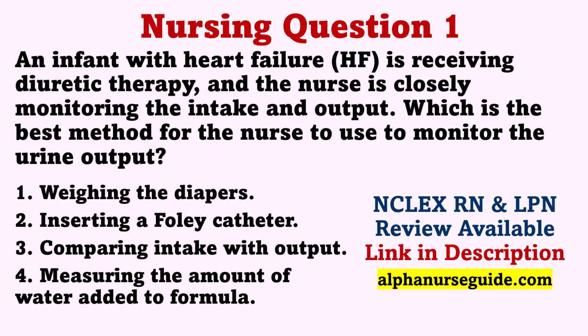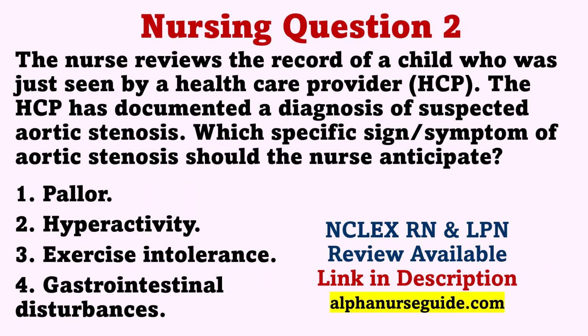Although Foley catheter drainage is most accurate in determining output, it is not the best method and places the infant at risk for infection. The nurse reviews the record of a child who was just seen by a healthcare provider. The HCP has documented a diagnosis of suspected aortic stenosis. Which specific sign-symptom of aortic stenosis should the nurse anticipate? 1. Pallor. 2. Hyperactivity. 3. Exercise intolerance. 4. Gastrointestinal disturbances.